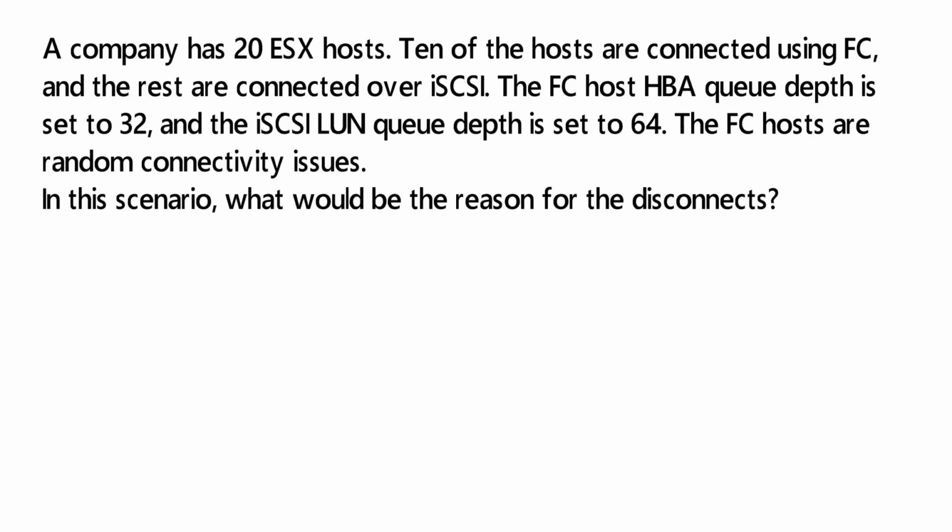Question 1. A company has 20 ESX hosts. 10 of the hosts are connected using FC, and the rest are connected over iSCSI. The FC host HBA queue depth is set to 32, and the iSCSI LUN queue depth is set to 64. The FC hosts are having random connectivity issues. In this scenario, what would be the reason for the disconnects?